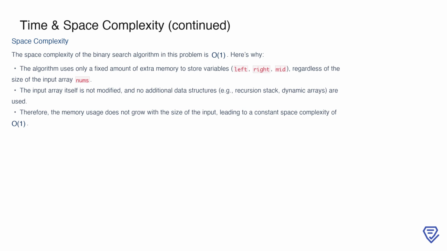This is because the algorithm only requires a few variables such as left, right, and mid to manage the search process. These variables occupy the same amount of memory regardless of the size of the input array. Importantly, the algorithm does not modify the input array, nor does it create additional data structures like recursion stacks or dynamic arrays. This keeps memory usage fixed and independent of the size of the input. As a result, the space complexity remains constant at O(1).